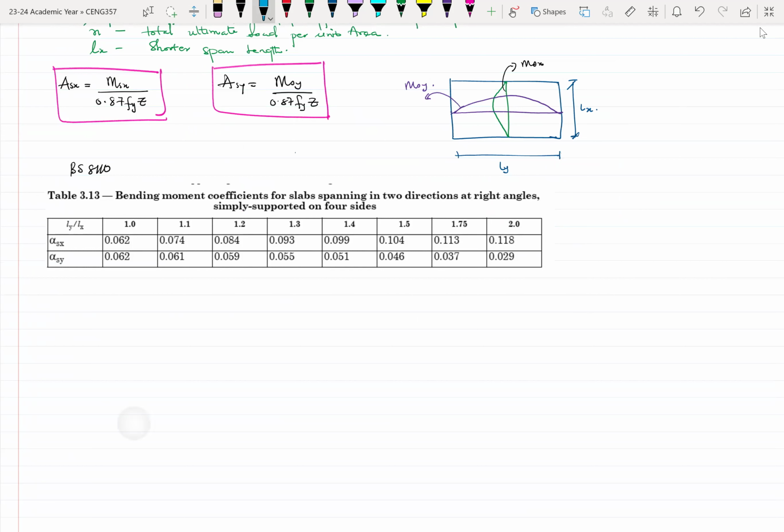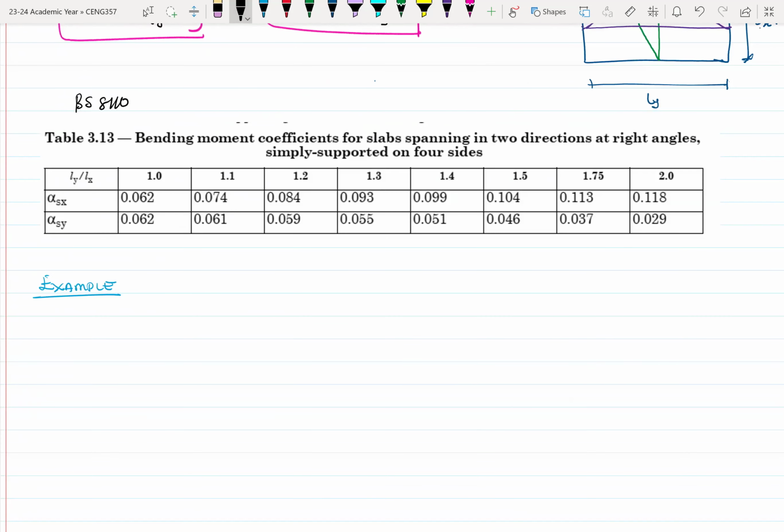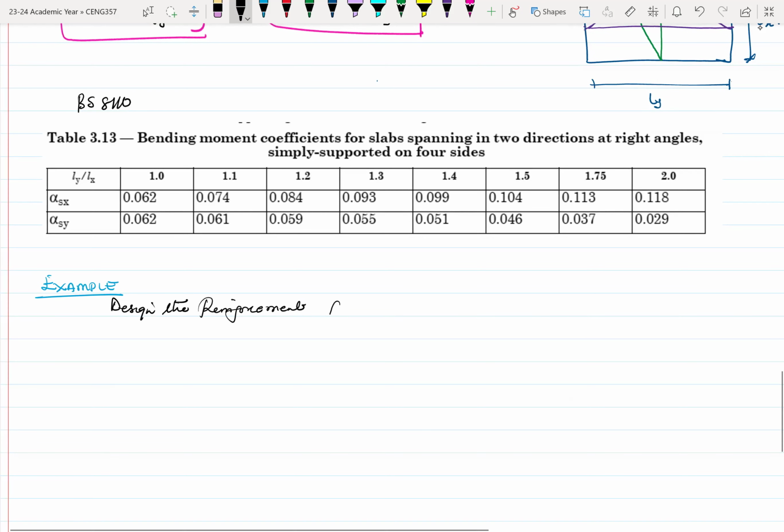So let's look at an example. So the example says that, let's see, we have a slab. Okay, let me just, oops, this looks terrible. Okay, let me just put that in writing and then we can look at it. So design the reinforcement for a simply supported slab.